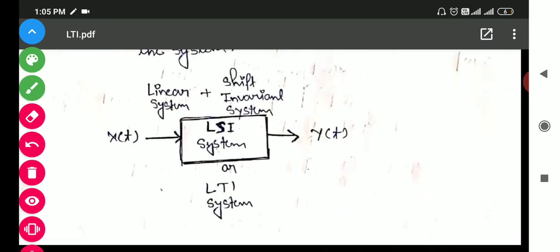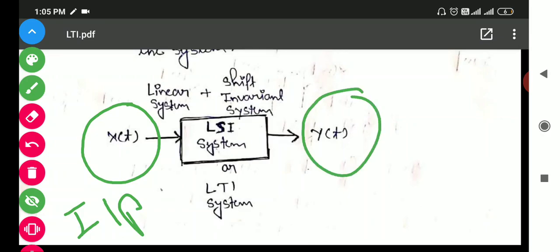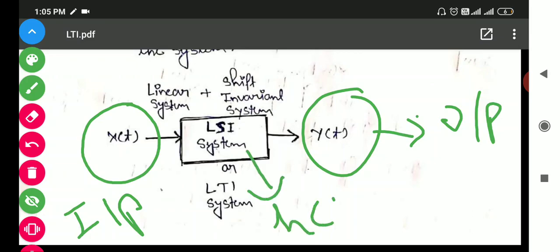The representation of the system is here, where x1 is the input and y2 is the output, and the system is also represented as x(t). It is also known as impulse response. We will discuss it in the next page.